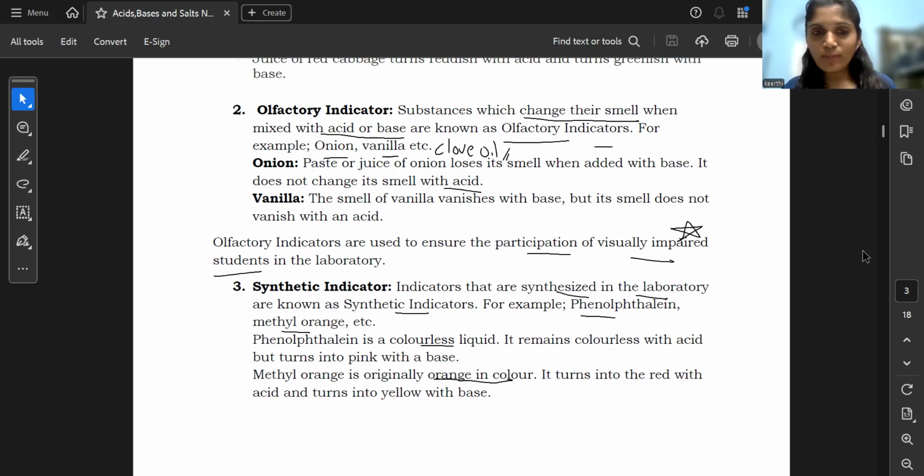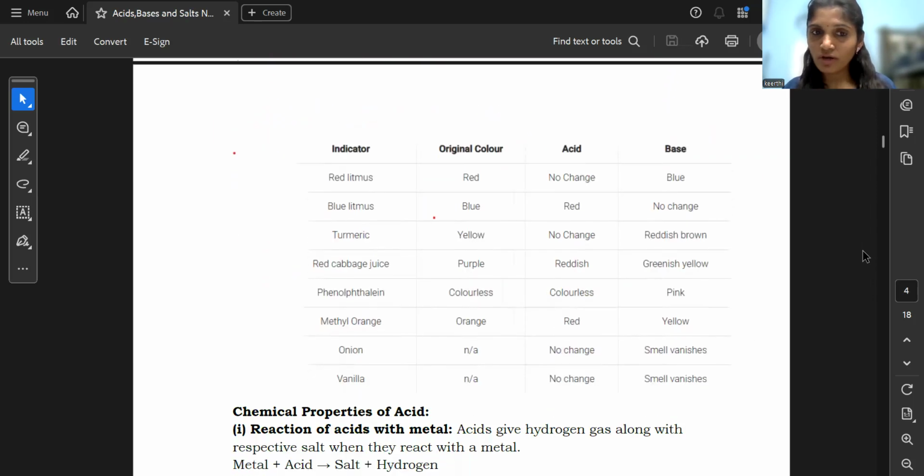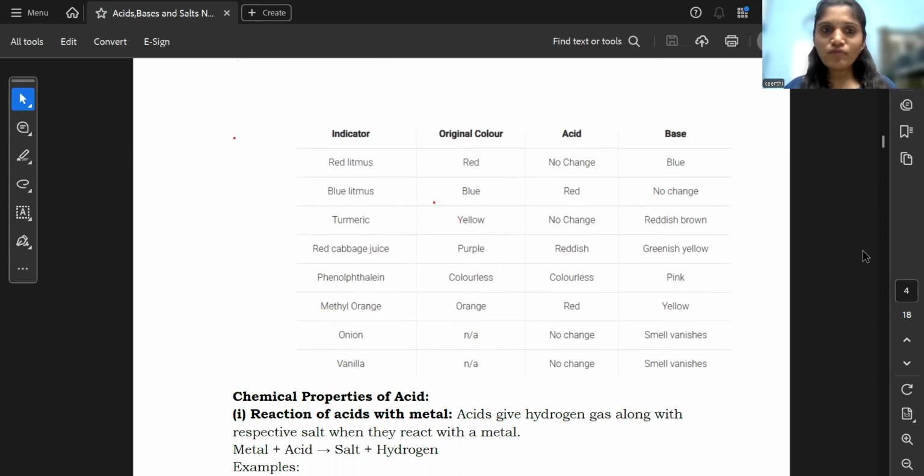This table is very important for you. You have to remember the table. Now, if you see here, one by one, let us see. Red litmus. Red litmus original color is what? Red litmus original color is red. Obviously, it is red litmus, so the original color will be what? Red. In acid there is no change. Red litmus paper, in base it will turn itself into blue.